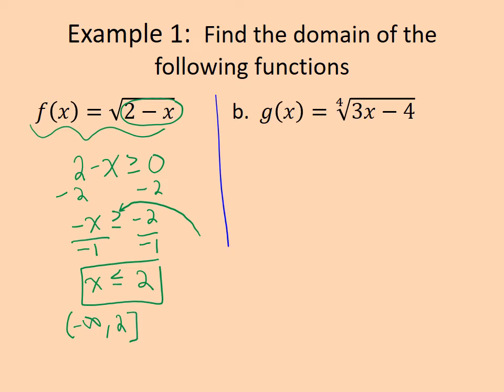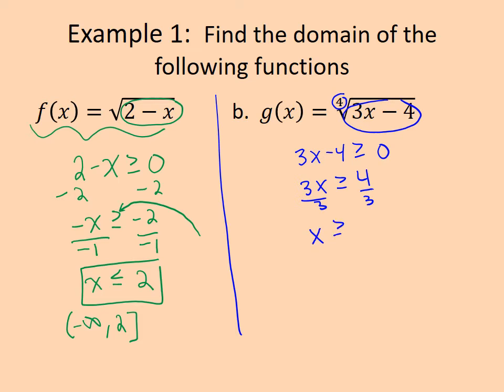Now for this example, we also have an even radical. So we have a 4 here. So we must take what's underneath the radical and make it greater than or equal to 0. So 3x minus 4 is greater than or equal to 0. 3x is greater than or equal to 4. Divide by 3, divide by 3. x is greater than or equal to 4/3. In interval notation, that would be 4/3, comma, infinity. That's our domain for those two examples.